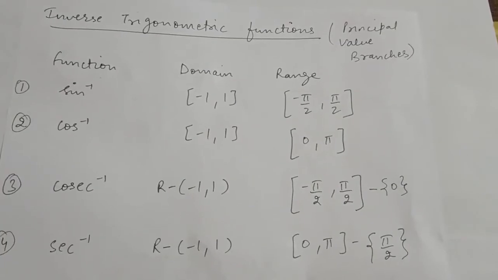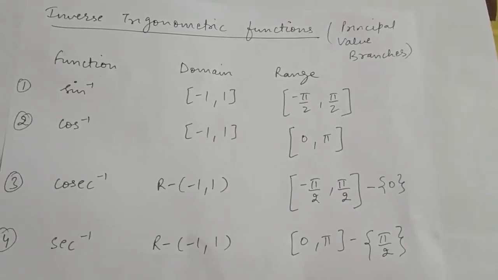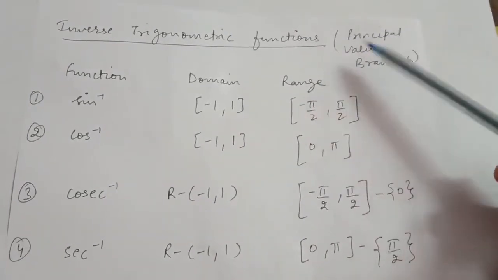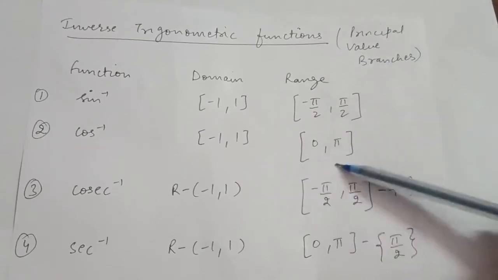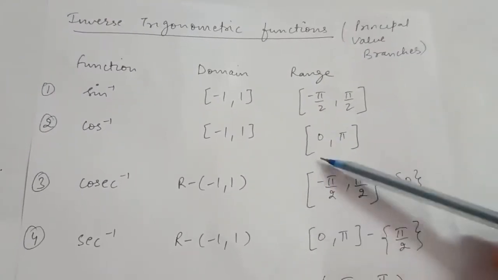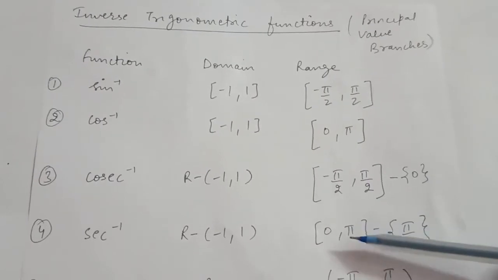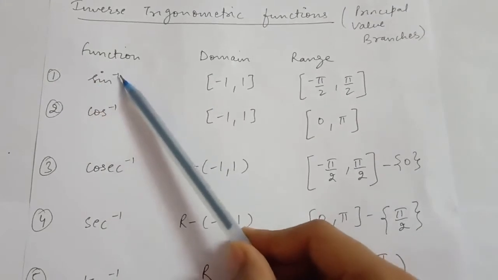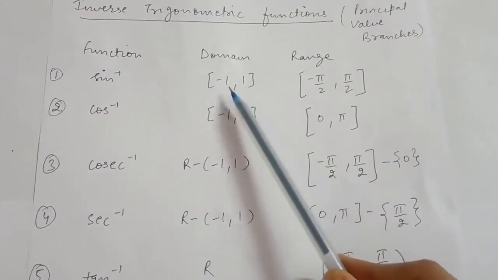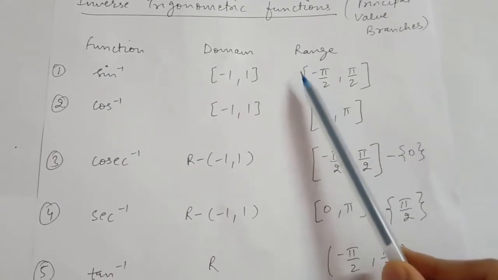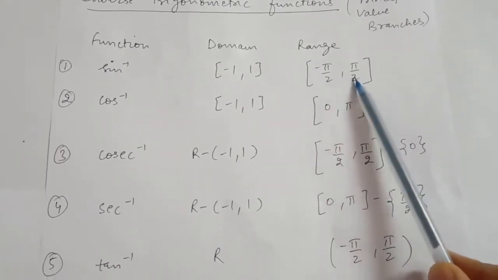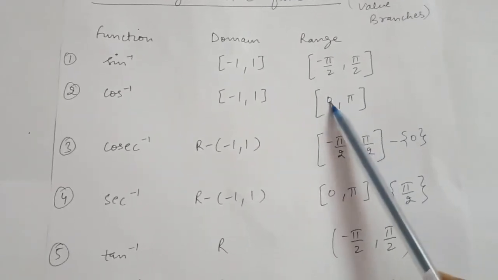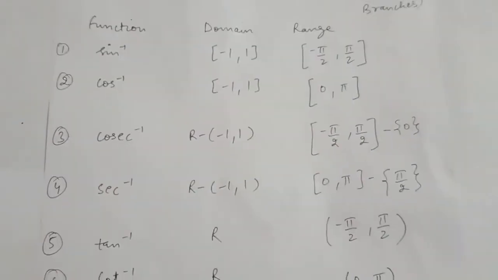This is the table which tells the domain and range of inverse trigonometric functions, right? And these domain and range are in the principal value branch. You have to learn this table to solve the questions. This table is very important. You can also find it in your book, right? So we have already calculated that for sine inverse, the domain is -1 to 1 in the closed interval and the range is in the closed interval -pi/2 to pi/2. For cos inverse, the domain is this and the range is 0 to pi in the closed interval, right?